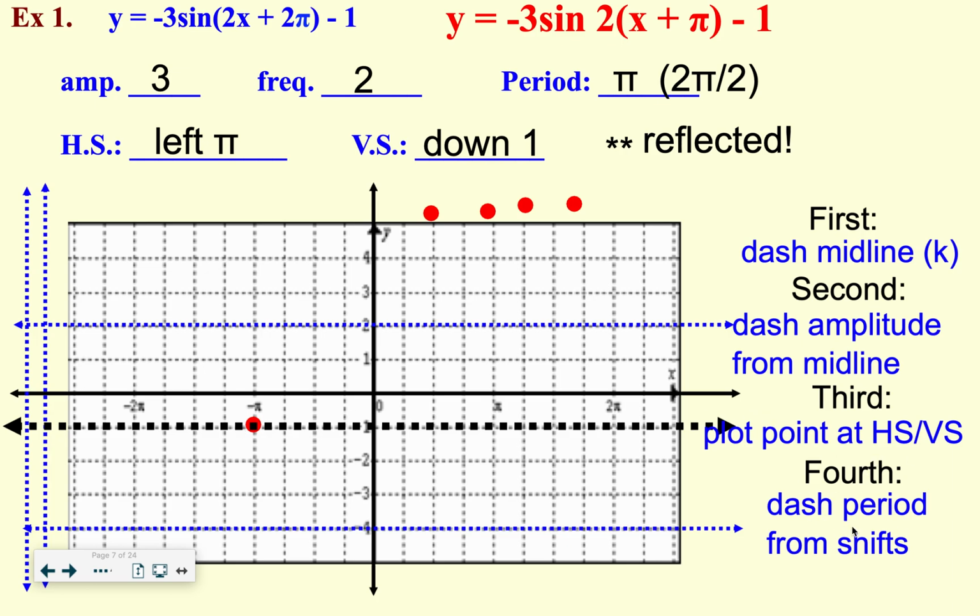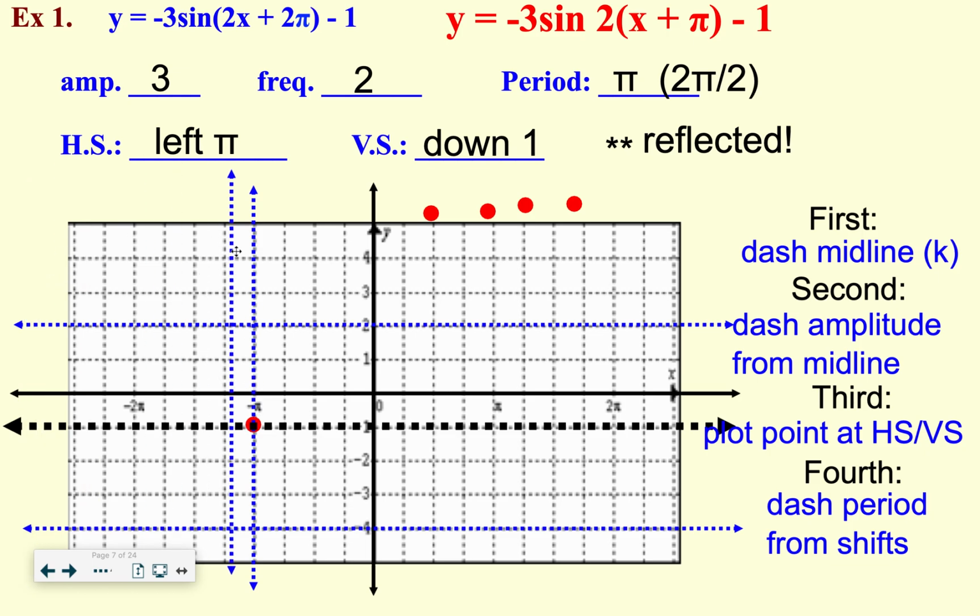Okay, fourth step then. Now that I have my starting point here in red, I can dash my period from that shift. So if my first cycle starts here, going through the red line, then my period length is only pi. So if I'm starting at -pi, my cycle is going to end at 0, because that's a period length of pi. So right in this region right here is going to be 1 cycle.